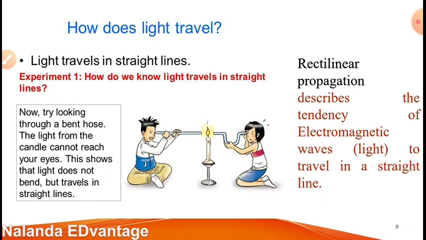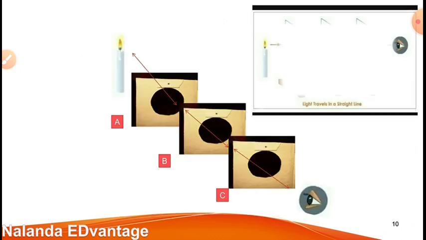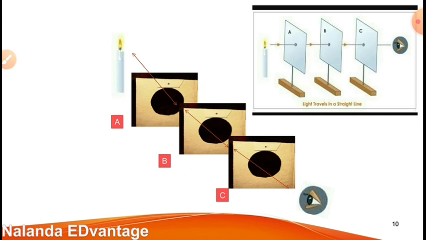Now, let us see a few more experiments that will clear this doubt. This is a simple experiment. As you can see in the figure below, this is the setup of an experiment in which a candle flame is placed before three cardboards having a hole in the center, and an observer is there to view these cardboards placed in a serial order, one after another, right? So, if the holes are placed in a straight line, the observer will be able to see the candle flame.